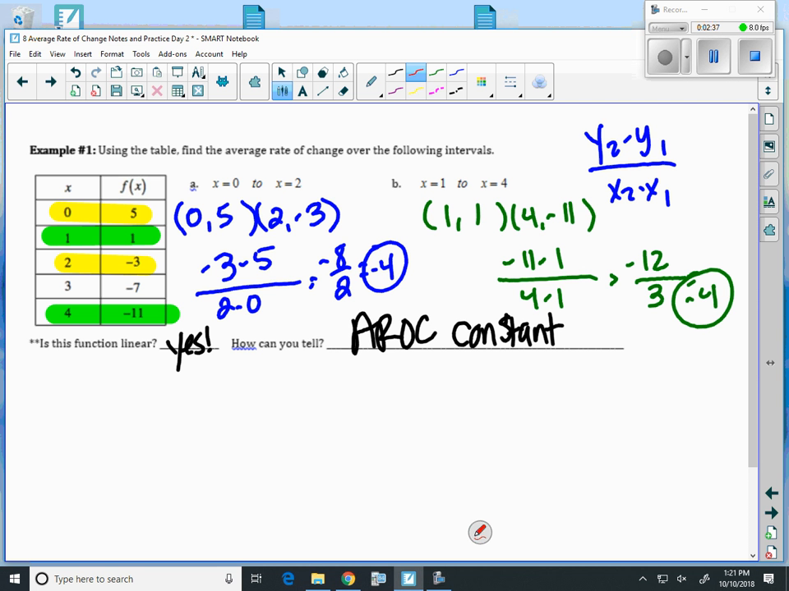All right, so when our average rate of change or our slope is constant, meaning we get the same number for all the different problems, that means that we're dealing with linear data. Linear data represents what on a graph? A straight line. So that means if we were to graph this data, it would be a straight line.